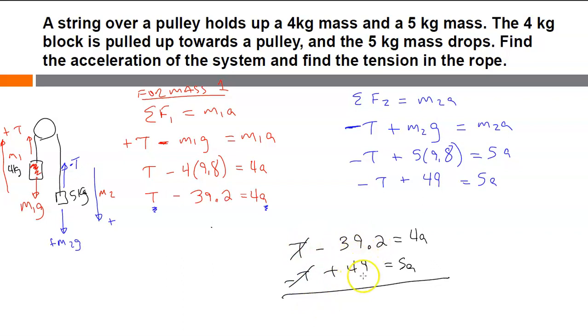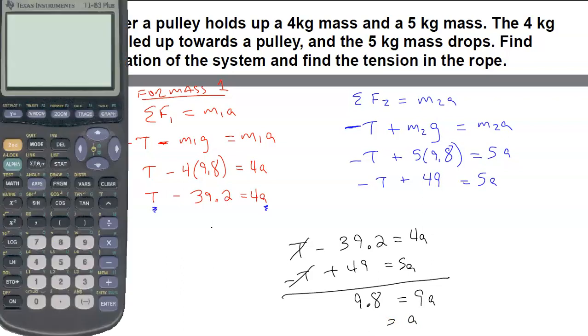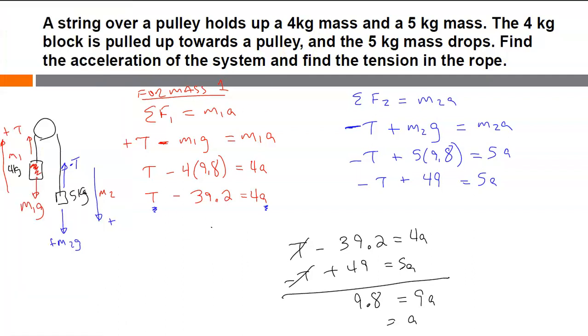Negative 39.2 plus 49, that's going to be a positive 9.8 equals 4a plus 5a is 9a. And when I divide by 9, my acceleration is going to be a little bit less than 1.1. 9.8 divided by 9 is 1.0809, something like that, meters per second squared. Tack your units back on right there.